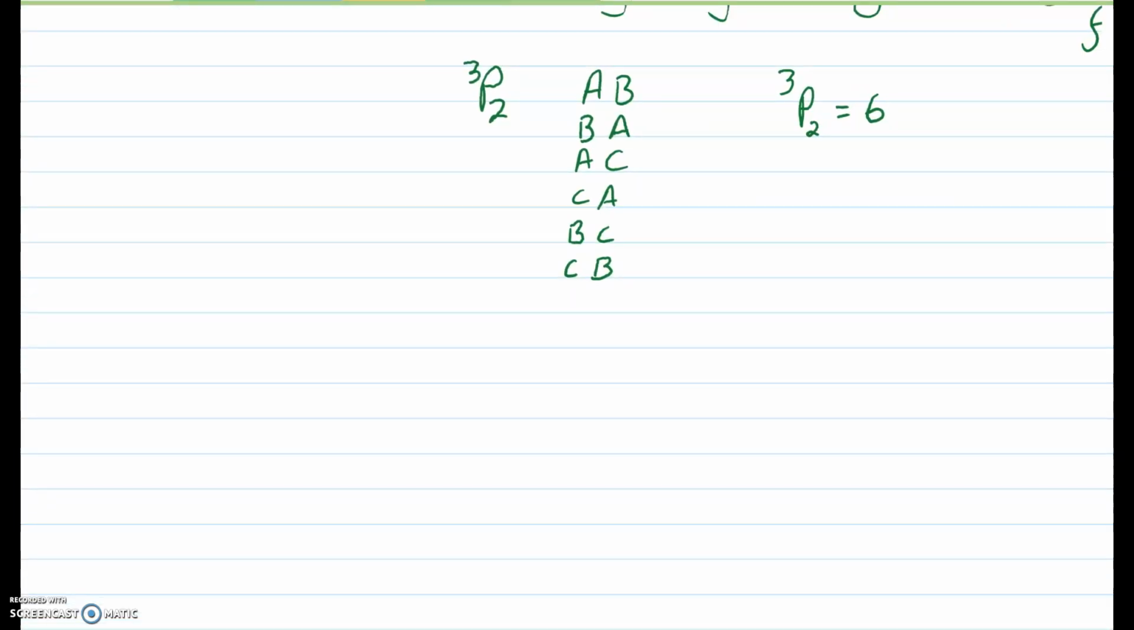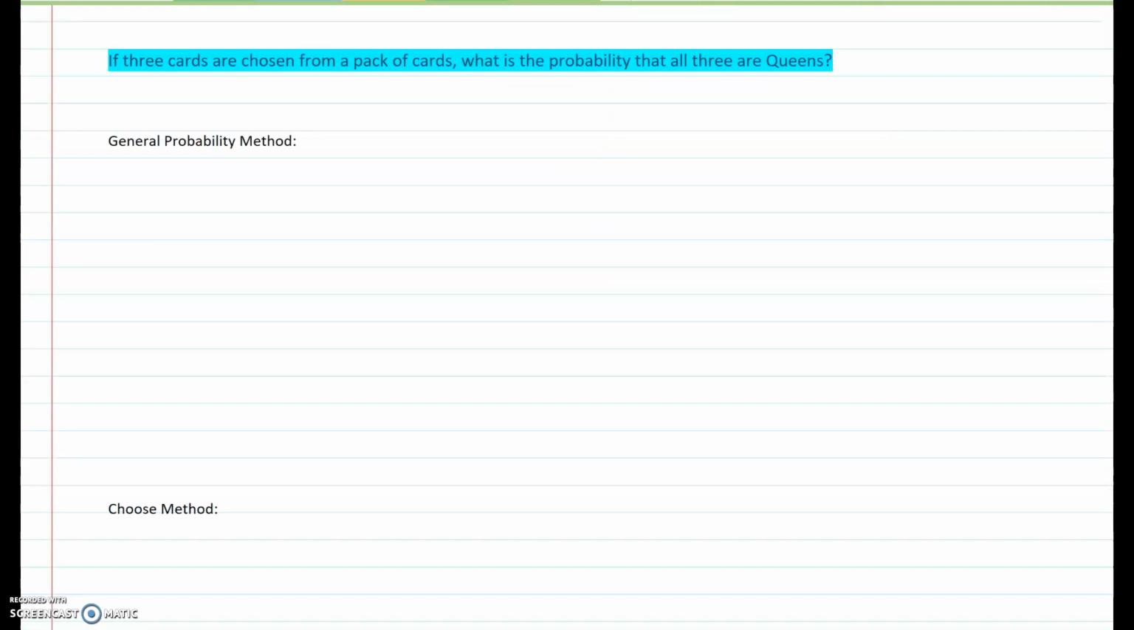So let's look at a question then. If we have 3 cards chosen from a full pack of cards, what's the probability that all 3 cards are queens? So let's look at this from what I would call a general probability method, the method that I would have shown you. There are 4 queens in a pack. So your first choice, your probability of getting a queen is 4 out of 52.